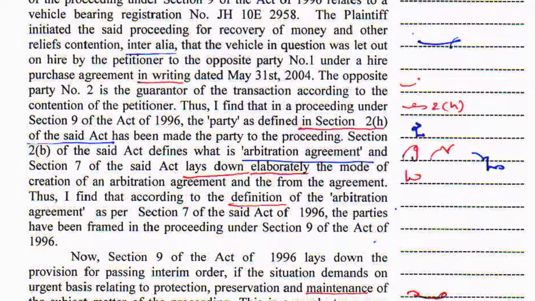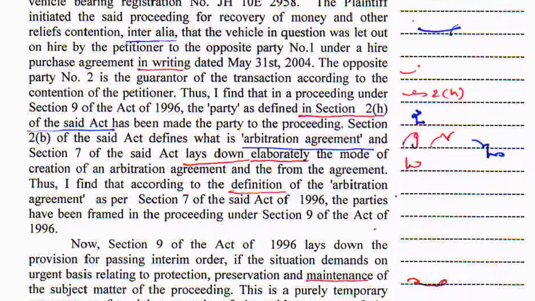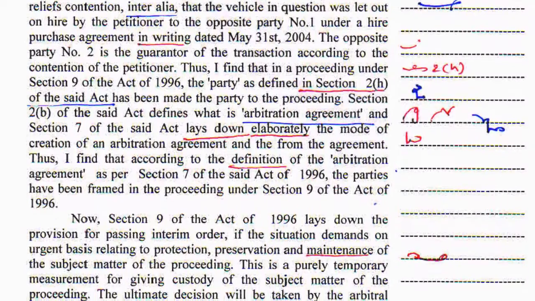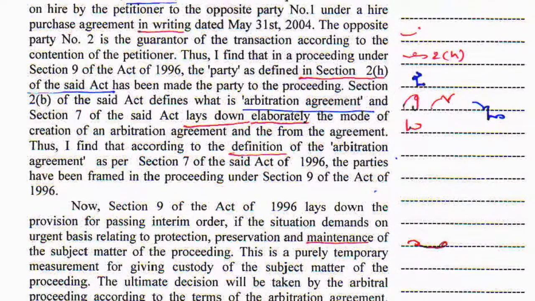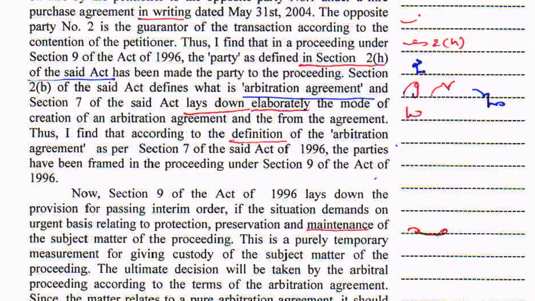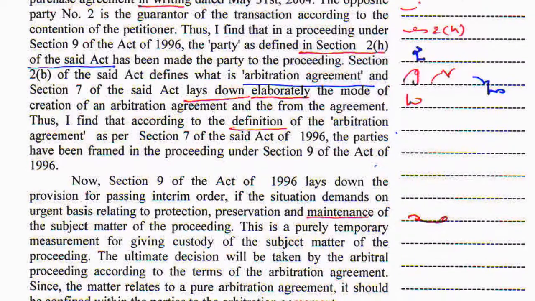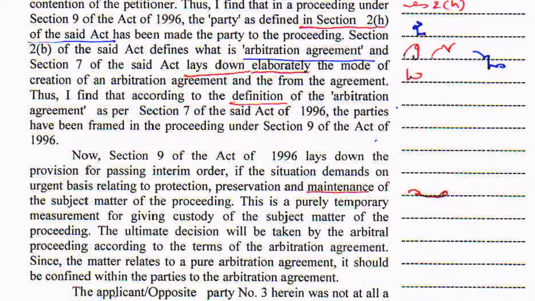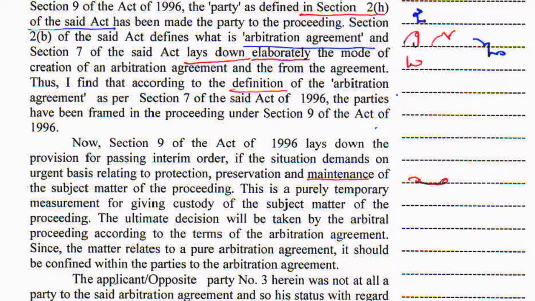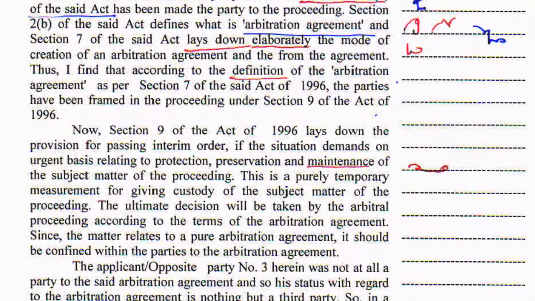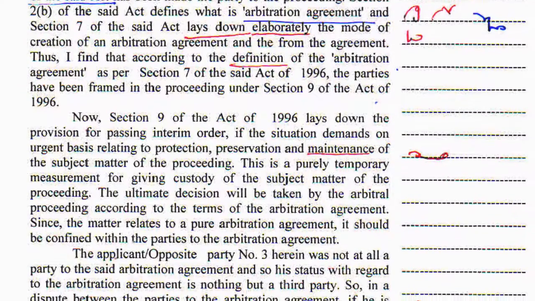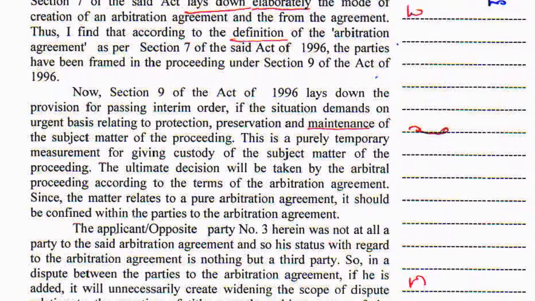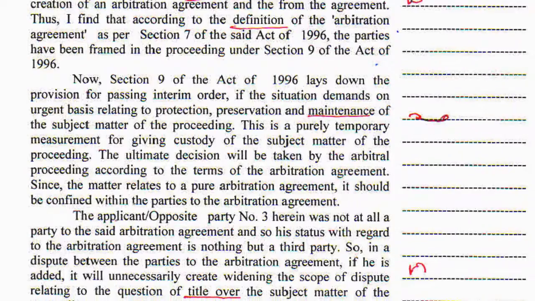Now, section 9 of the Act of 1996 lays down the provision for passing interim orders if the situation demands on an urgent basis relating to protection, preservation and maintenance of the subject matter of the proceeding. This is a purely temporary measure for giving custody of the subject matter of the proceeding. The ultimate decision will be taken by the arbitral proceeding according to the terms of the arbitration agreement. Since the matter relates to a pure arbitration agreement, it should be confined within the parties to the arbitration agreement.